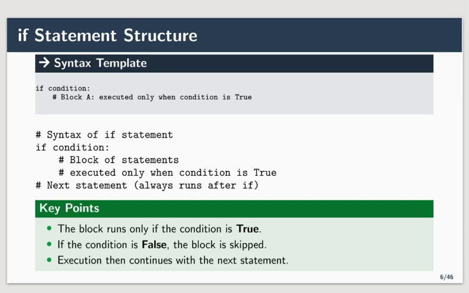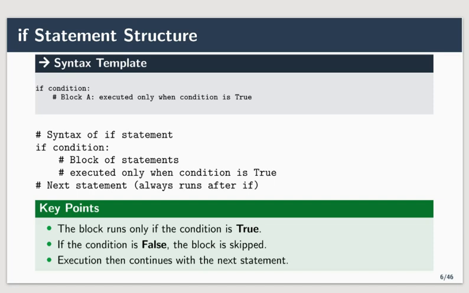Here is the basic structure of an if statement in Python. We write if followed by our condition, then a colon. Everything indented underneath only runs when the condition is true. If the condition is false, the entire indented block gets skipped and Python moves on to whatever comes after.